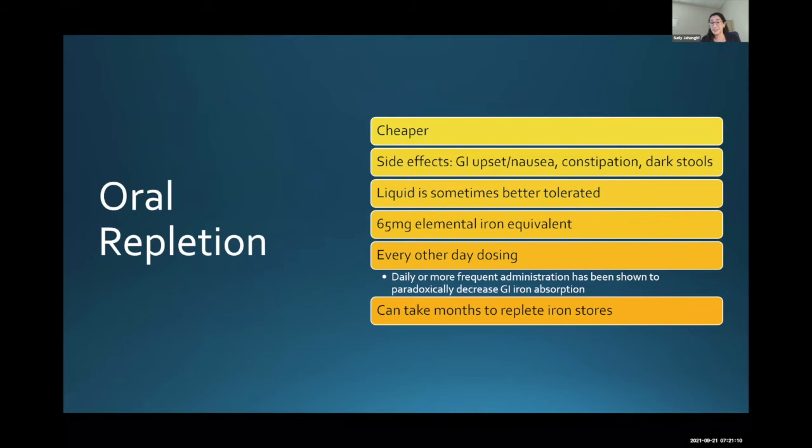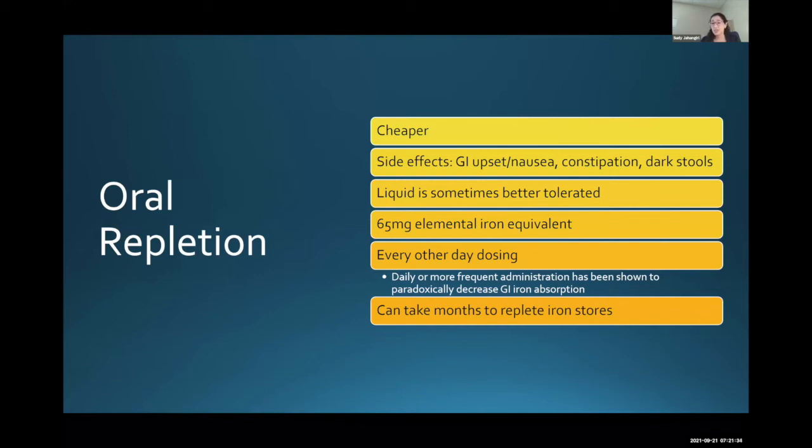So now we've identified our patient's iron deficient. We're doing a fabulous workup to find out why. And then how do we go about fixing that iron deficiency? We can either do oral or IV repletion, and there are pros and cons to both. For oral repletion, it's significantly cheaper. It's much easier for patients to access and requires less time in the clinic. So those are all really great upsides.